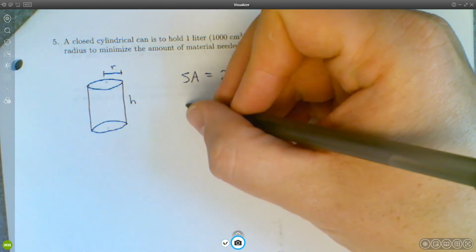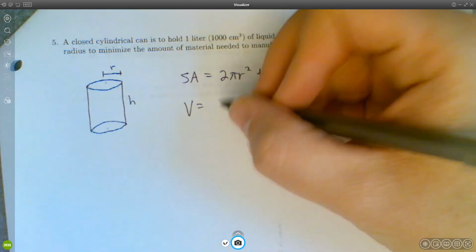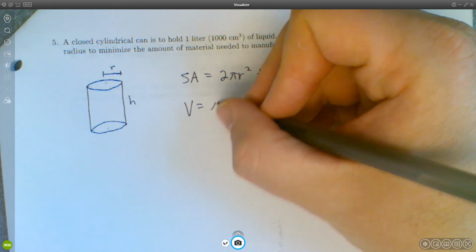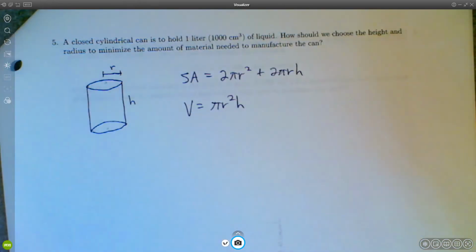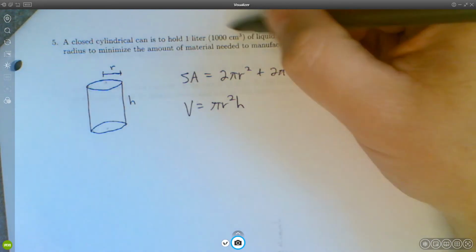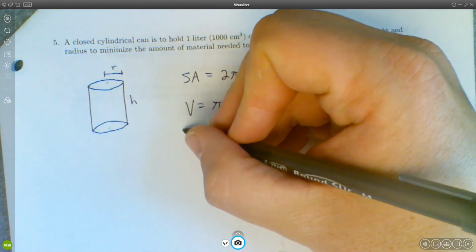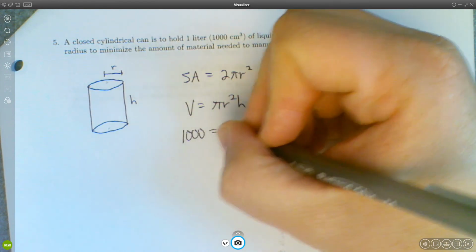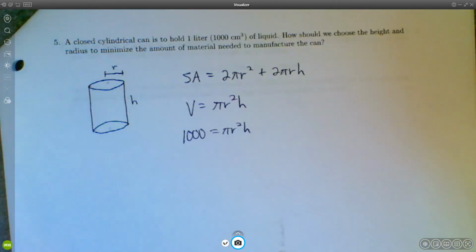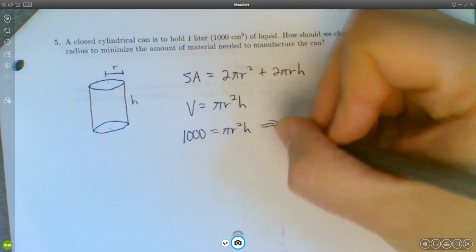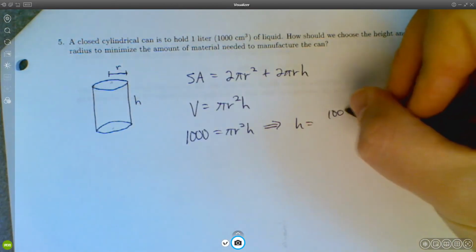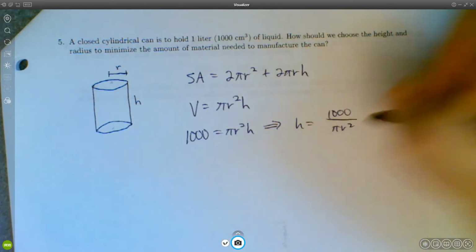Well, here's what we can do. We can also describe the volume of the cylinder. The volume is going to be pi r squared h. And here's the restriction, right? The volume has to be 1,000 cubic centimeters. So I'm going to say 1,000 equals pi r squared h, and then I can solve for h, right? So I can just say h equals 1,000 divided by pi r squared.